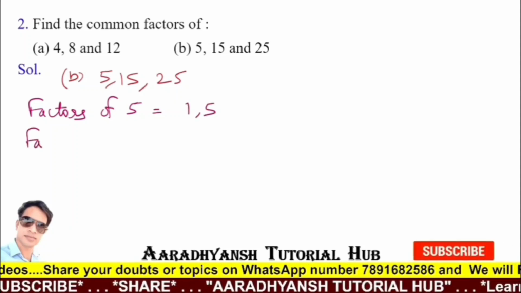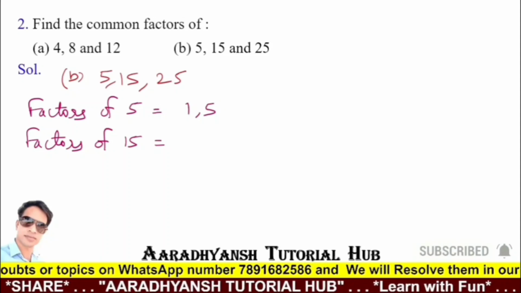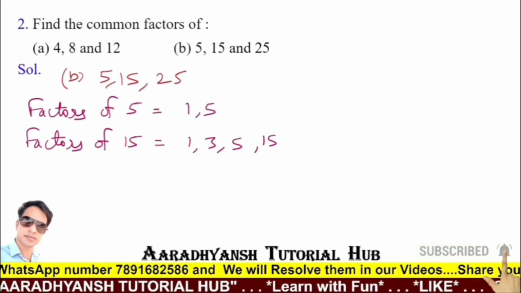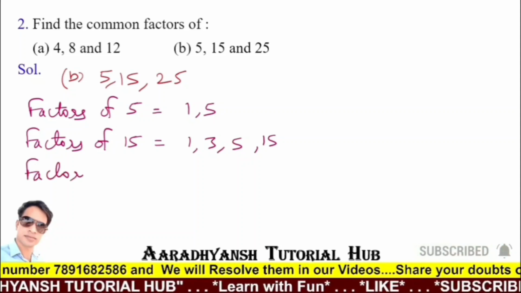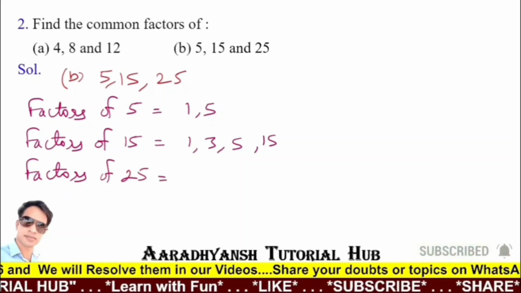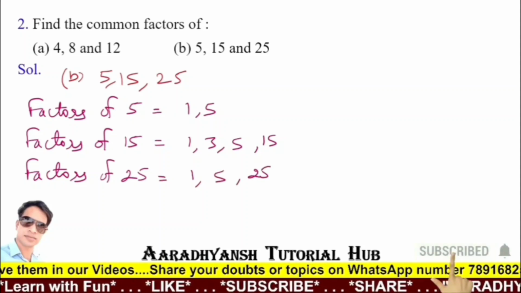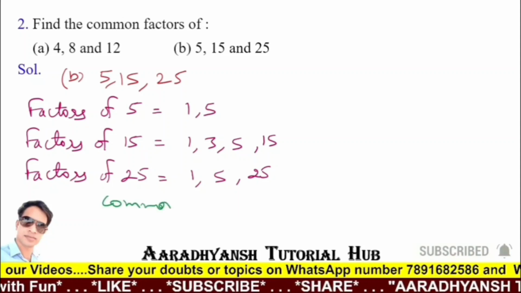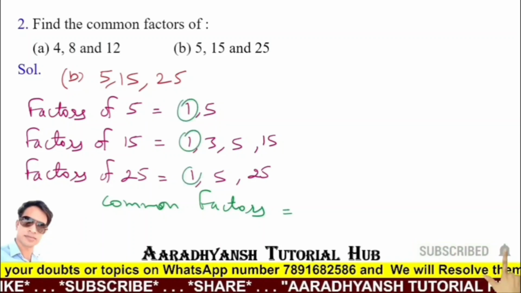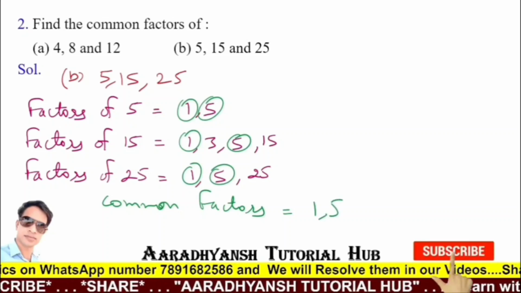Okay, factors of 15, 1 and 15, 3 and 5. Now factors of 25, these are 1 and 25 and the 5. Okay, and the common factors are, 1 is common and 5 is also common. So the answer is 1 and 5.